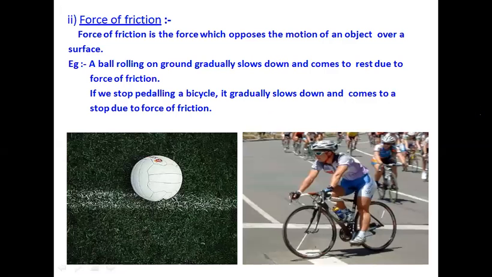Then we have force of friction. You all are aware of this term because you have studied the friction chapter in detail. As you all know, force of friction is the force which opposes the motion of an object over a surface whenever it is moving in contact with that surface. For example, a ball rolling on the ground gradually slows down and comes to rest due to the force of friction acting between the ball and the ground. Another example: if we stop pedaling a bicycle, it gradually slows down and comes to a stop due to the force of friction acting between the wheel, or you can say the tire of the bicycle, and the road. So basically, the force of friction is there to oppose the motion of an object.